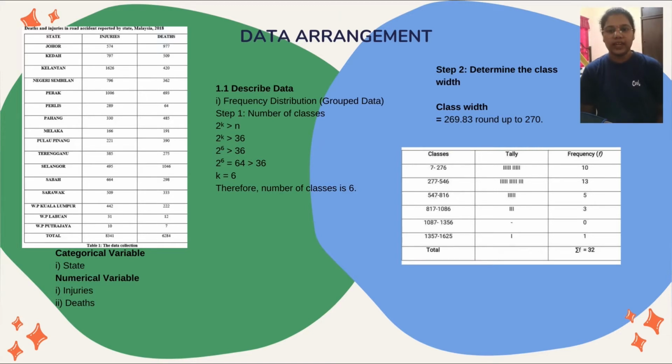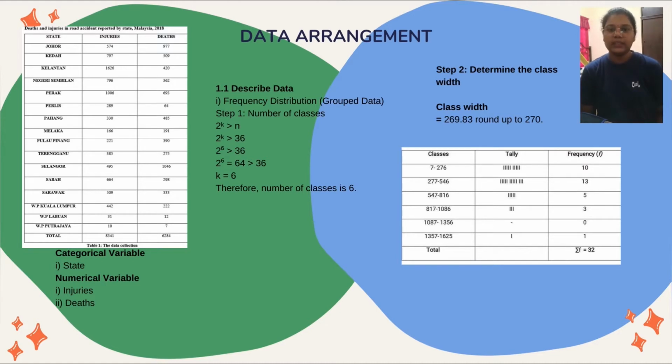Step 1, I find the number of classes. I selected a number more than 32, so I calculate 2 to the power 6 equals 64. The K is 6. The second step is to determine the class width.